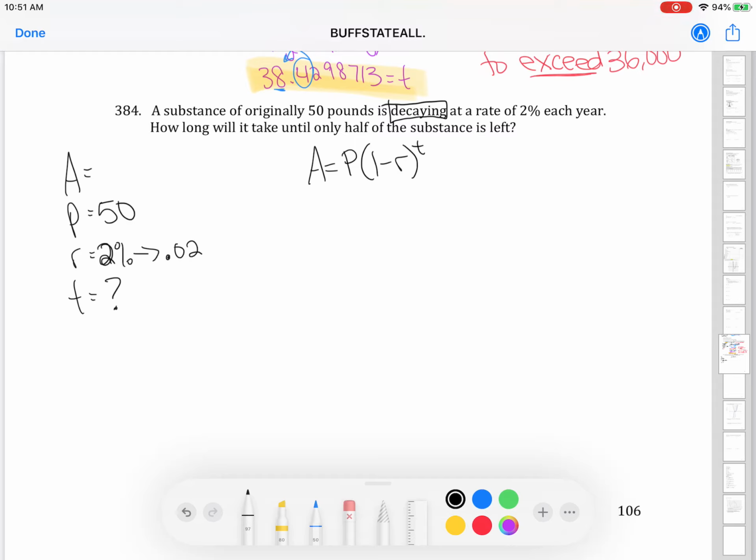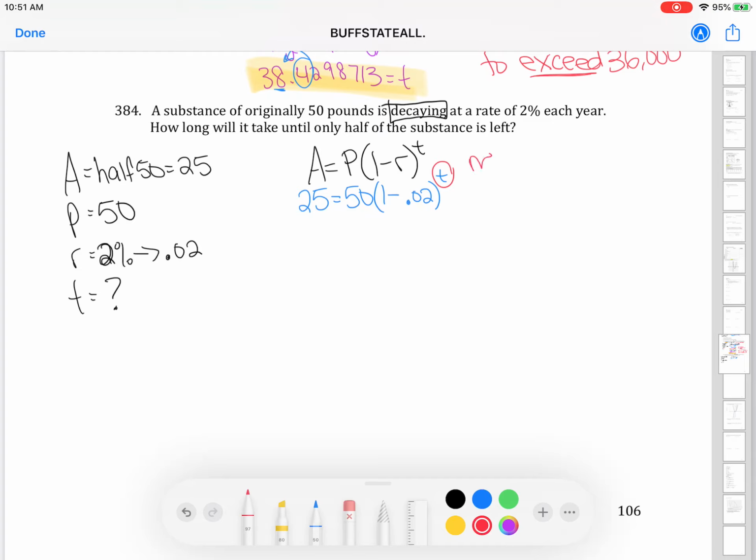How long will it take? So I'm trying to find T again, until only half of the substance is left. So my final amount is half of the substance. Half of what I started with, aka half of 50, tells me that A is going to be 25. All right, now that I have all of my numbers, I'm going to plug it in. A is 25, half of 50. P was 50 times 1 minus that R value of 0.02, and that's raised to the who knows.